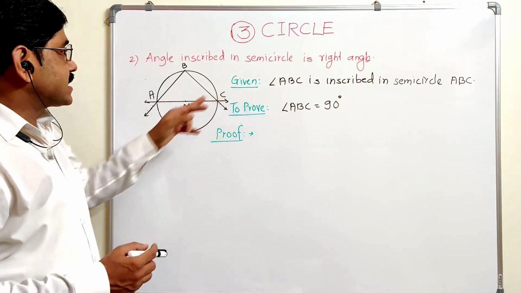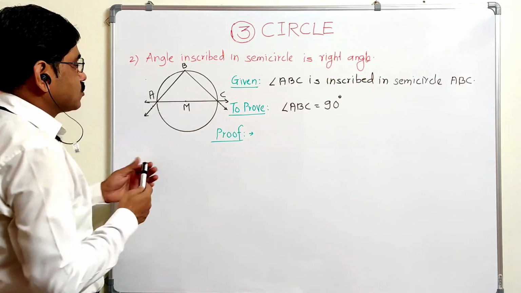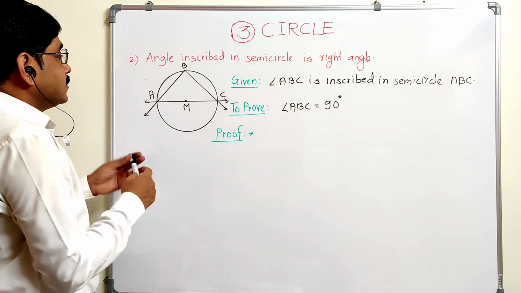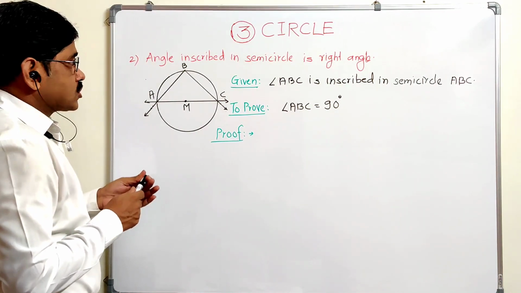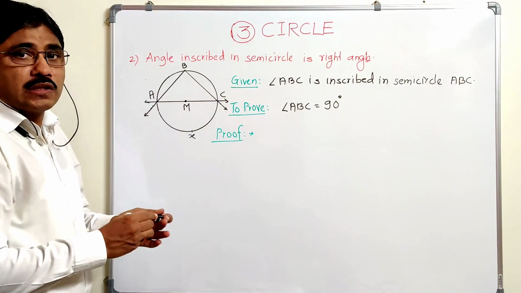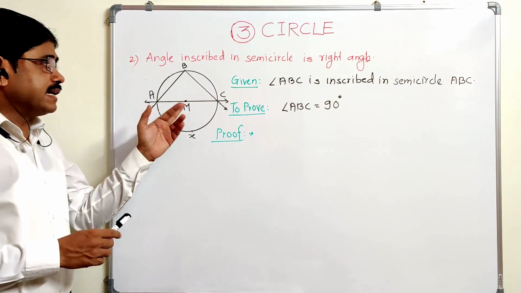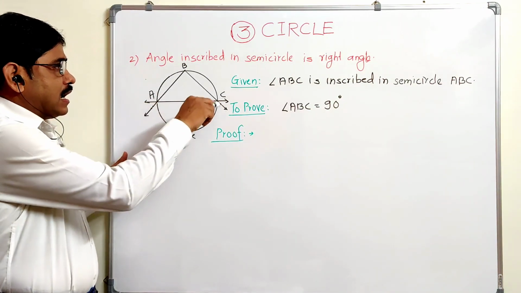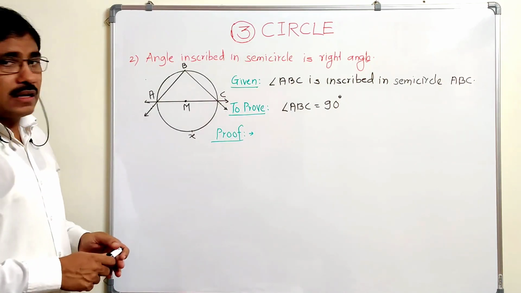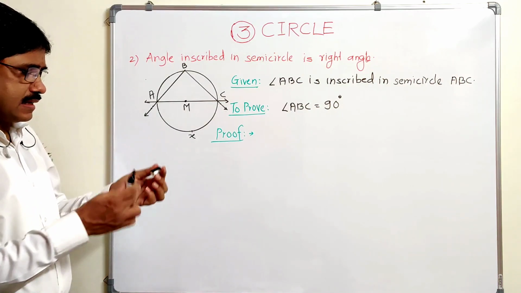So here what is given? This AC is the diameter, meaning AC is passing through the center M. That means AC divides the circle into two arcs. First one is arc ABC and second one is arc AXC. Both are semicircles because AC passes through the center of the circle. Each is a semicircle, and you know the measure of a semicircle is 180 degrees. Circle is 360 degrees. So using that concept we can easily prove.